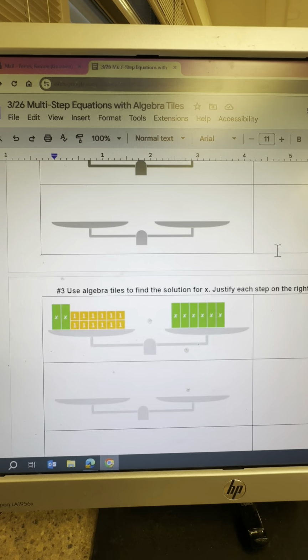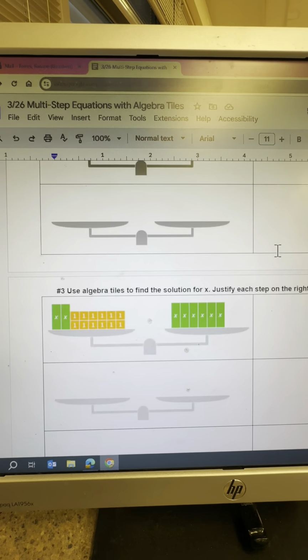So since these are 2 negative x's, the only way to eliminate those 2 is to do the opposite, which is to put 2 positives. You can see here when I put 2 positives, it made the balance uneven. It's not balanced anymore. So since I added 2 x's here, according to the addition property of equality, you're going to have to add 2 x's on the other side in order for it to balance out again, and you can clearly see it does balance out.